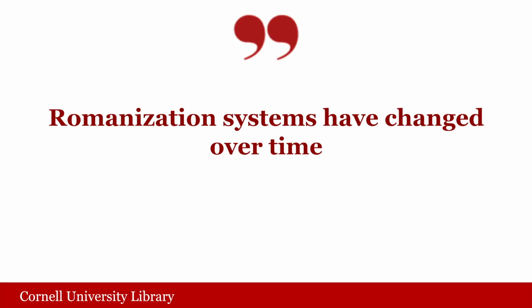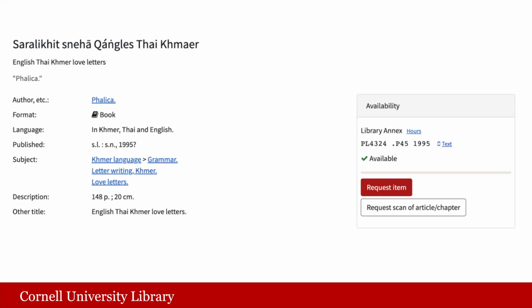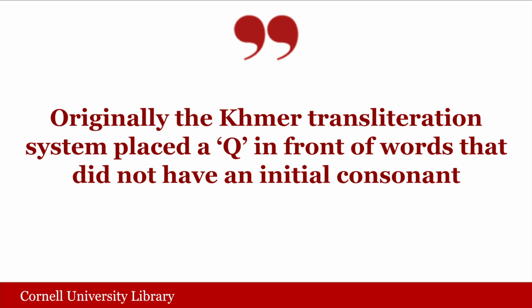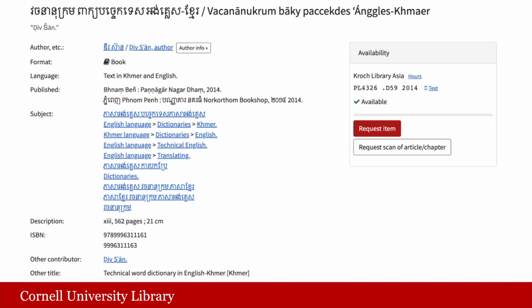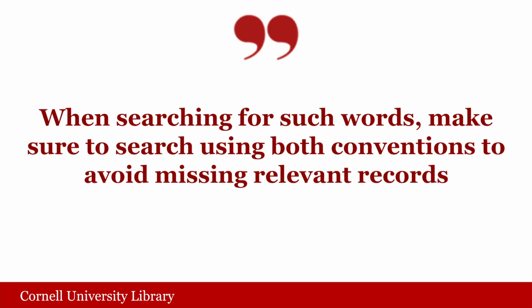It is important to know that occasionally these Romanization systems have changed over time. I'll highlight one change now in the Khmer script that researchers should be aware of. Notice this letter Q in front of this word. Originally, the Khmer transliteration system placed a Q in front of words that did not have an initial consonant. Over time, this convention changed, and now instead of a Q, you will find an apostrophe in front of words that begin without a consonant. When searching for such words, make sure to search using both conventions to avoid missing relevant records.